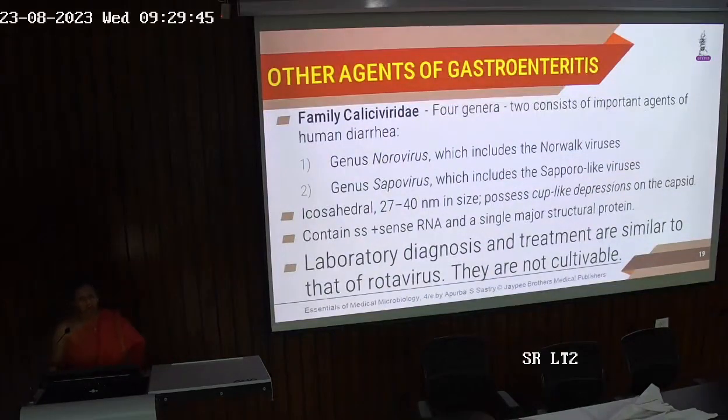So let's talk about family Caliciviridae. It has four genera. I'm not going to discuss all that. Just remember genus Norovirus.